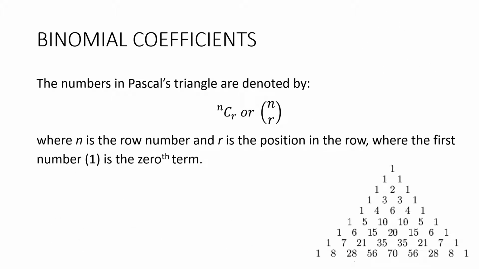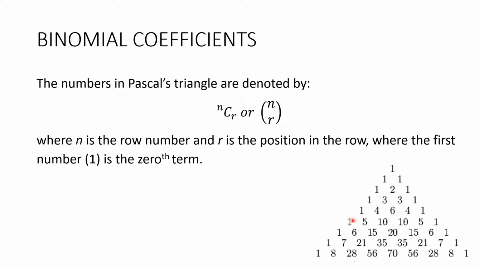Now the numbers in Pascal's triangle are denoted by nCr, or we can write it in this bracket form. It still means the same thing though. n is the row number and r is the position in the row. But here's the trick. The first number, this 1, is the 0th term in the 0th row, which is a little bit annoying. So this is the 0th row, the first row, the second row, the third row, the fourth row. So basically it's this number here. It tells you which row it is.